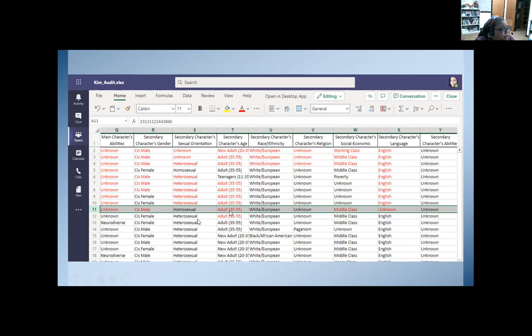So for him, he's an adult. He's a younger adult, but he's an adult, and he's Roman, white European. Still don't know the religion. He's done better in his life than his father. He's risen up in his station, so I did change that to middle class. And then I stuck with the same unknown language.